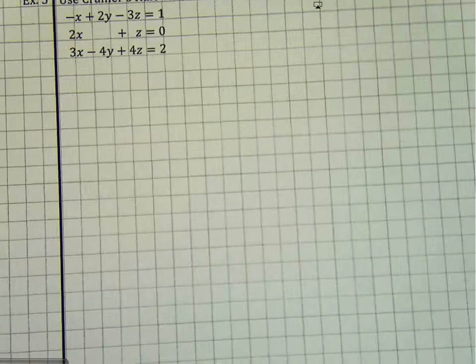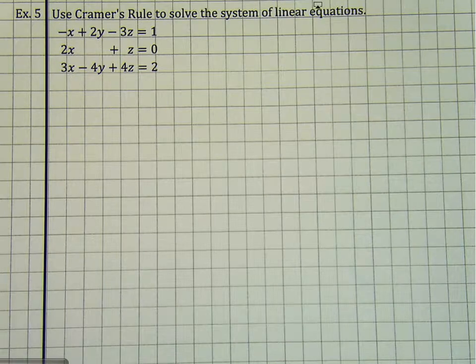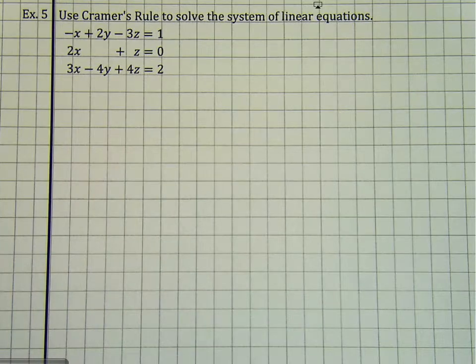Now we're going to find the solution of a 3 by 3 using Cramer's rule. It'll be exactly the same process. Go and copy it down, and then we can start. Excellent.